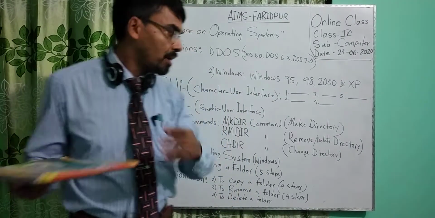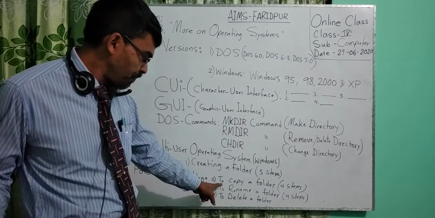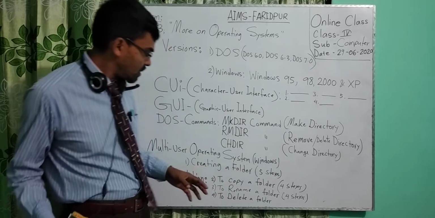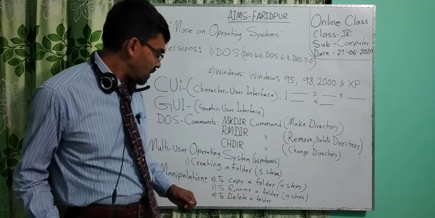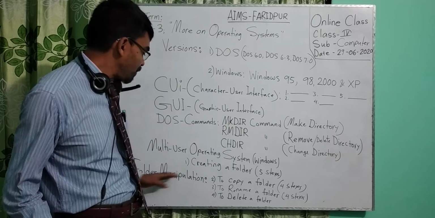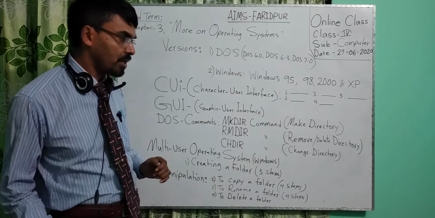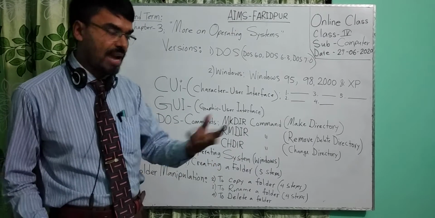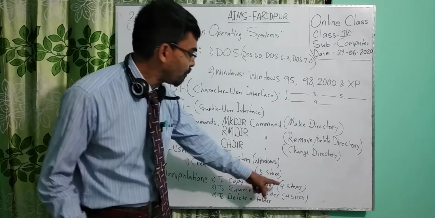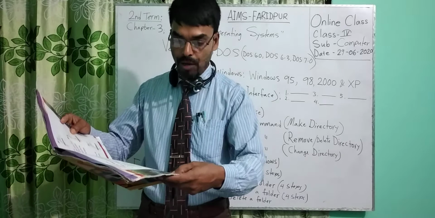And then folder manipulation. You can do different types of work, like to copy a folder, to rename a folder, and to delete a folder. This is under folder manipulation. Many types of work together, that is manipulate. You can change, remove, add, like this. So how to copy a folder? 4 steps. Let us see from the book.